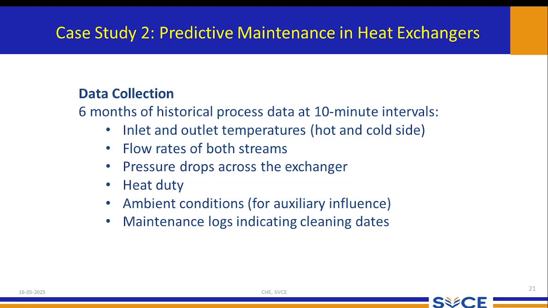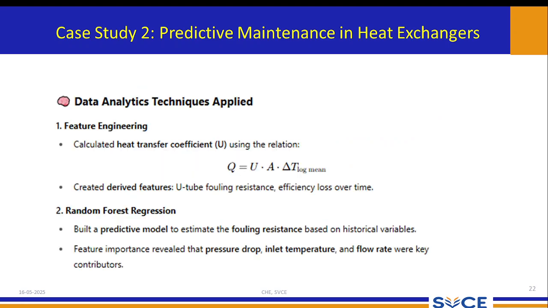So why are we doing it? To make this process effective, and to know when predictive maintenance is needed, whether it is needed at an exact time. That is what we are going to calculate. So this is the data collection. Hope you understood. Six months of historical process data at 10-minute intervals is already collected.